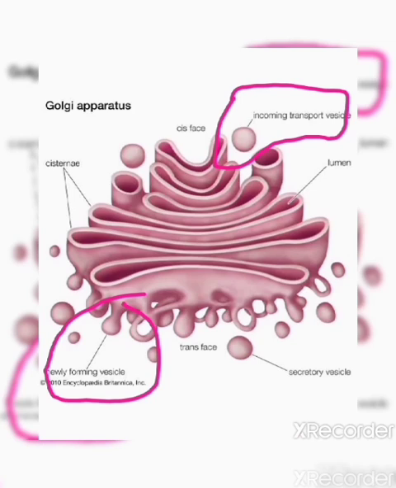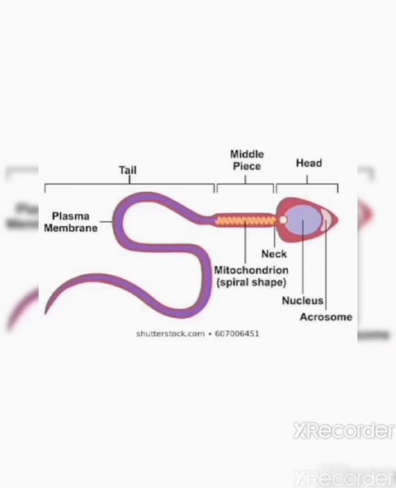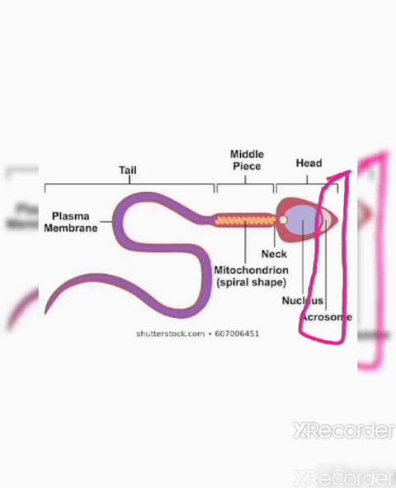Now the function of Golgi apparatus: it helps in synthesis and secretion of enzymes and hormones. It also helps in formation of the acrosome of sperm. This is the structure of sperm. You can see the acrosome. This is the acrosome. This is formed by the Golgi apparatus.